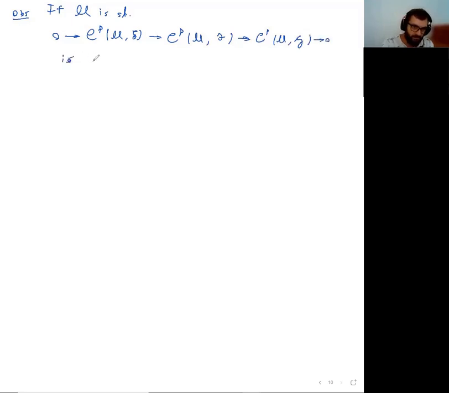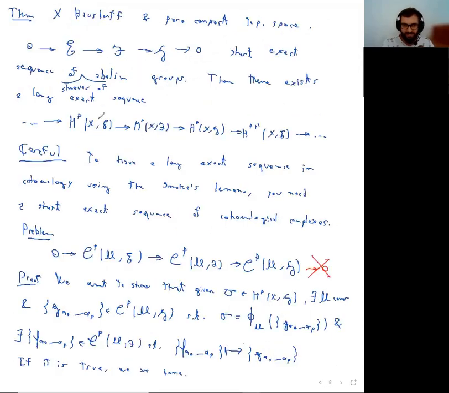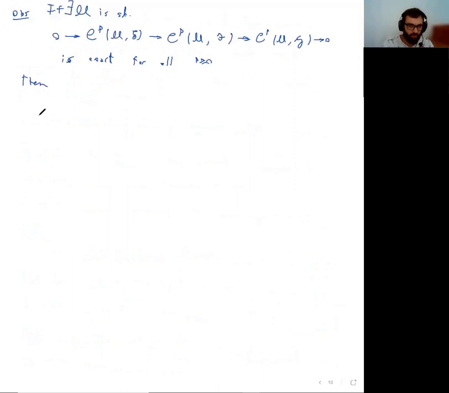so if there exists U such that it is exact for all P greater than 0, then not only do we get this long exact sequence in Čech cohomology, but we also get the long exact sequences in the Čech cohomology with respect to that particular open set. And now it is just the same lemma, because this is the cohomology of this cohomological complex.